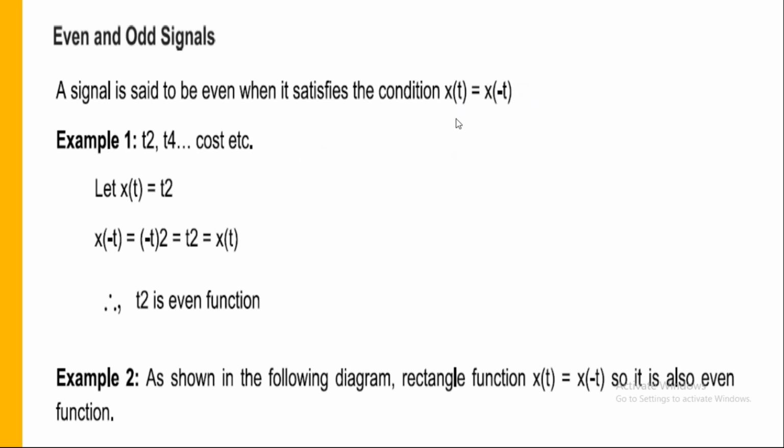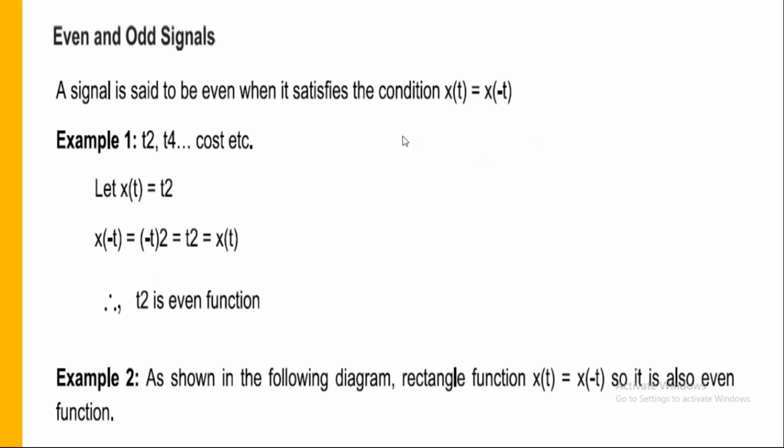Now the examples for even signals are t square, t power 4, cos t. There is a typo here, please make a note, it's not t2, it is t square. When I say t square, for positive values of t or for negative values of t, it is t square only, right? So any function which satisfies such a condition, you can call an even signal.